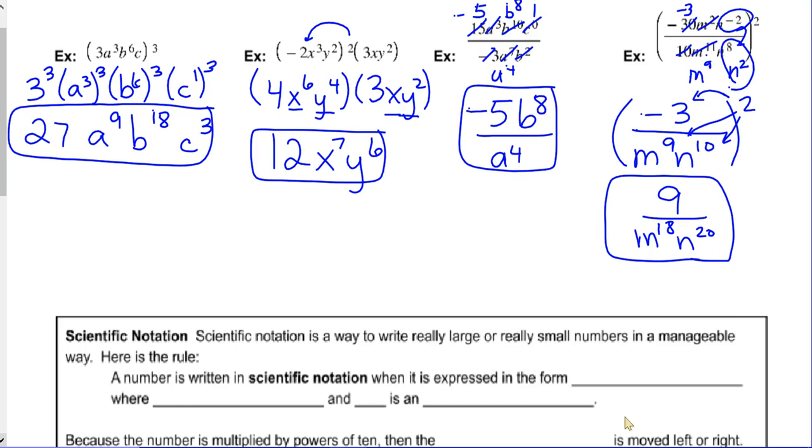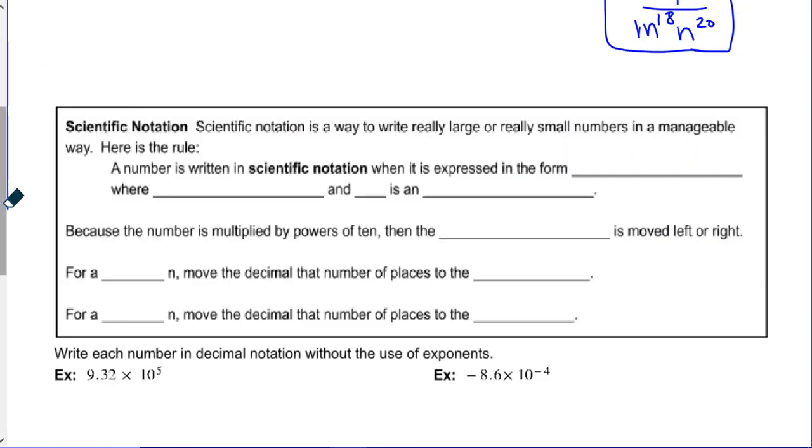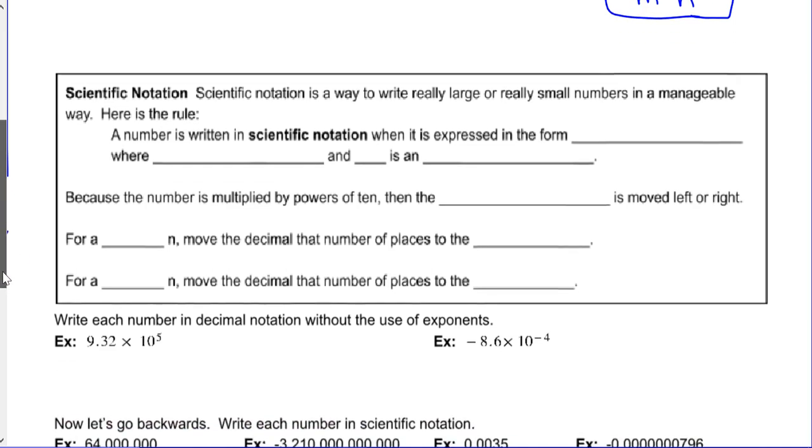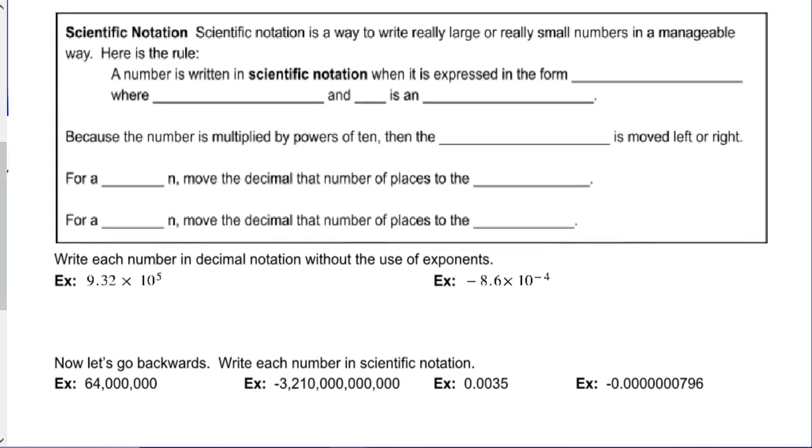All right, moving into scientific notation, which also uses exponents. This is somewhat useful in science a lot. In math, we don't do as much with it, but you probably end up doing something with science in it. So let's move this up here. All right, so scientific notation is a way to write really large numbers or very small numbers in a manageable way. Here is the rule.